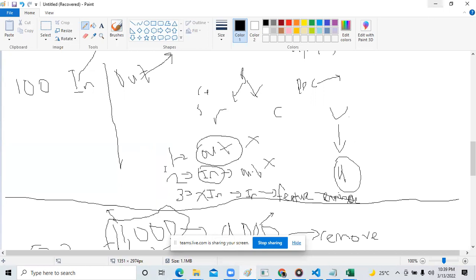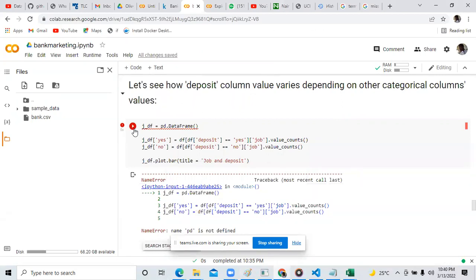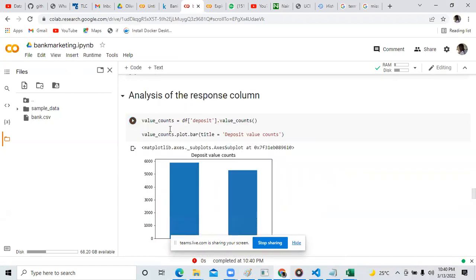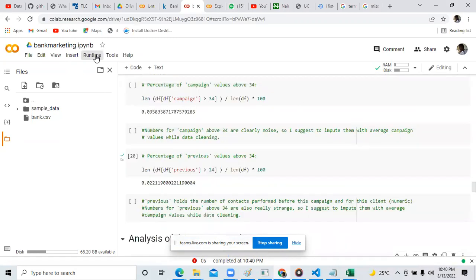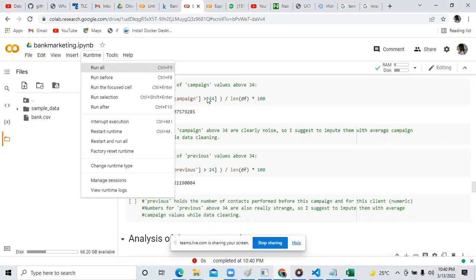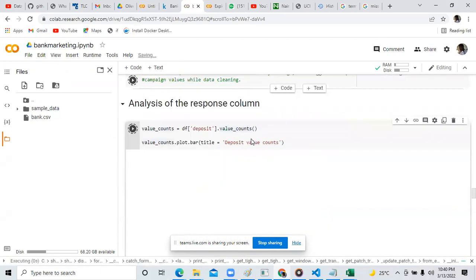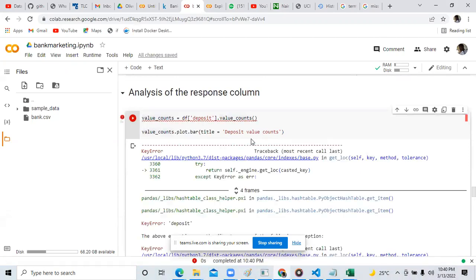So let's see how the deposit column value affects the rest of the guys. So this is how. What happened now? Okay, I need to run it. So there's something you can do. Just click on run all, and run the code from the beginning to the end. What happened again?